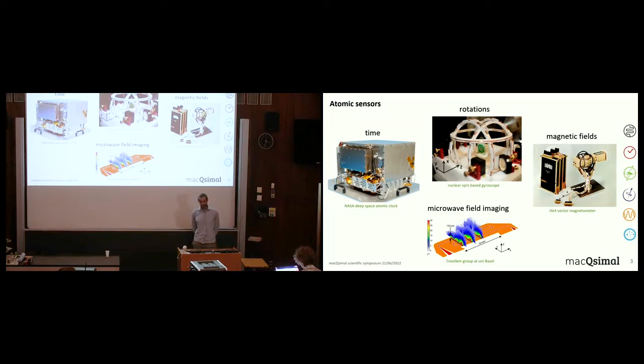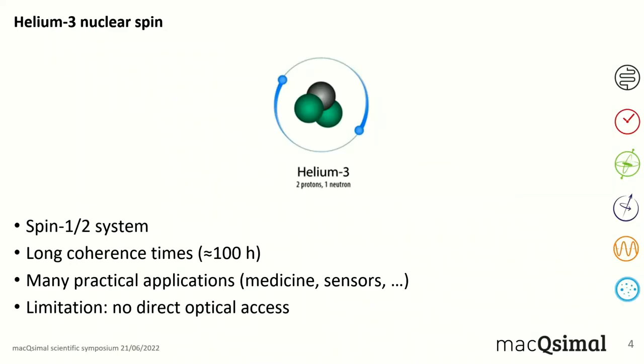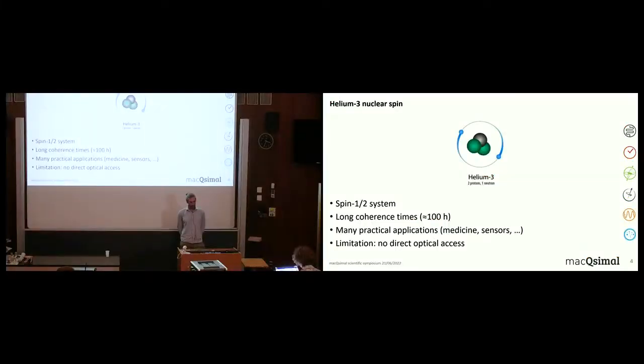And one of the key parameters that sets the performance of these devices is the coherence time of the system. If we look among atoms, at which ones have the longest demonstrated coherence time, helium-3 is probably one of the record candidate systems. Helium-3 is the isotope of helium that has 2 protons and 1 neutron. And because of this imbalance, there is a net spin 1/2 in the nucleus.